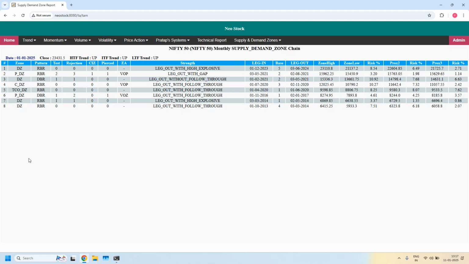So in supply demand zone chain reports, in all the reports, always look into the zone column to find high liquidity zones. Look into the pierced column to find the pierced zones. Always look into the LTF trend to find the trend of the current time frame you have selected, and one time frame higher, ITF trend. One more time frame higher, HTF. That way you can understand. Also don't forget to pause the video when you are moving from one report to another report, because I am giving you only a few seconds time.